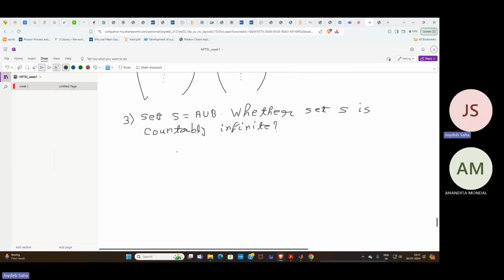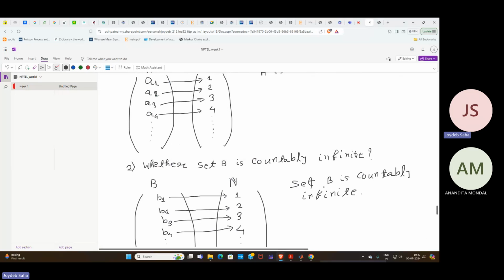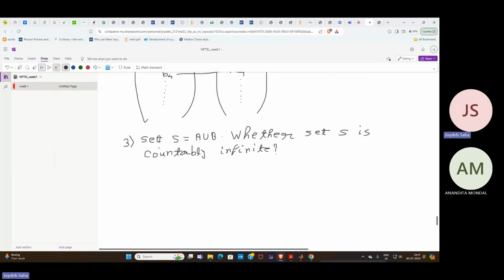Set A is countably infinite. We are saying that set B is countably infinite. So, whether set S, which is A union B, is countably infinite. Sir, I think A union B will also be countably infinite because both of them are countably infinite individually. Yes, this is the thing.